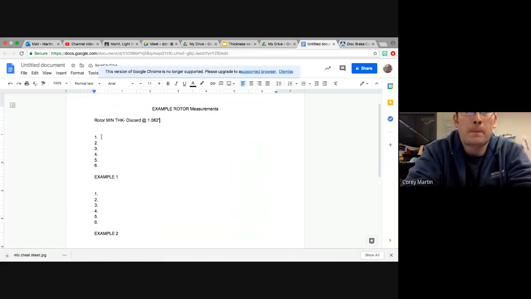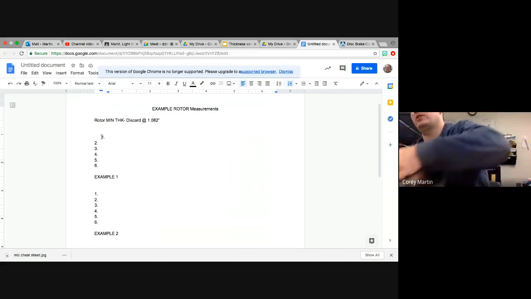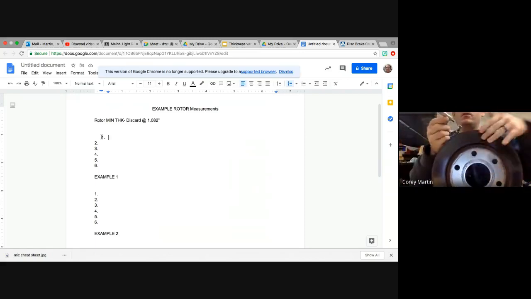So now, let's say that we're measuring our brake rotor. And got my brake rotor here. So we're going to measure it.